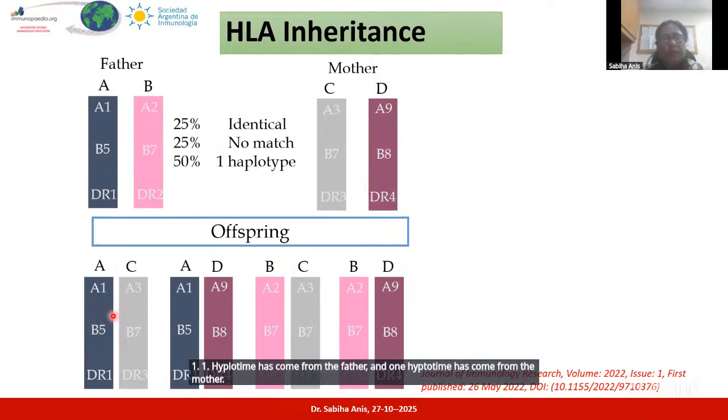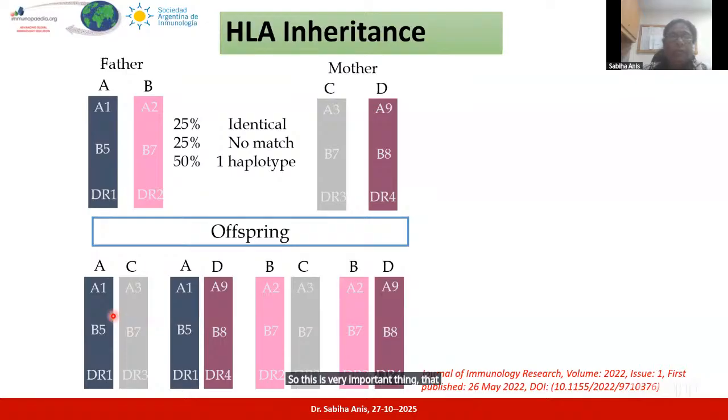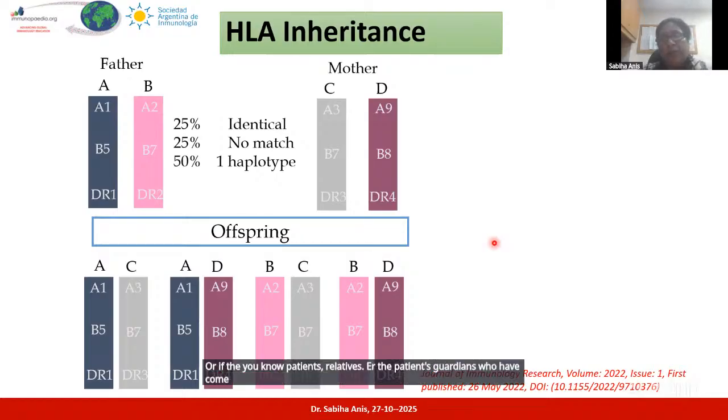So this is a very important thing that we actually use to check paternity in the HLA lab when we are doing live-related transplants. So we look at any ambiguity, or whether the patient's relatives or the patient's guardians who have come are actually the parents or not, and vice versa.